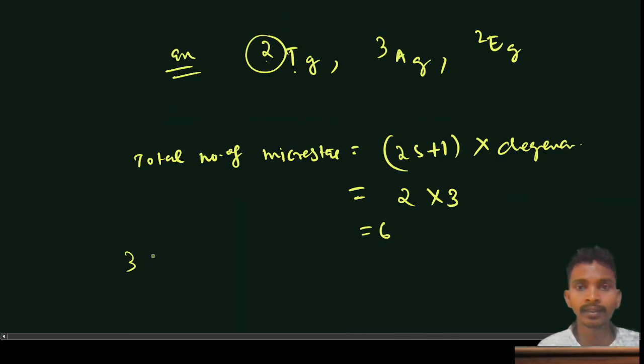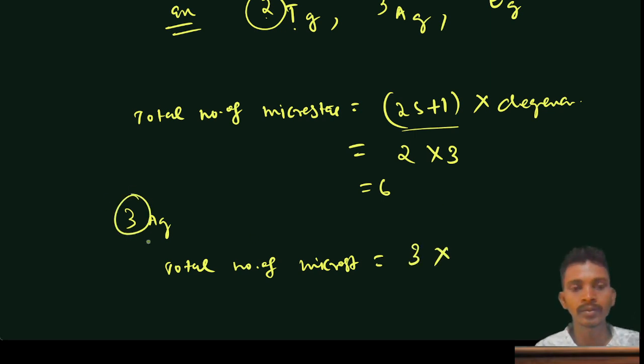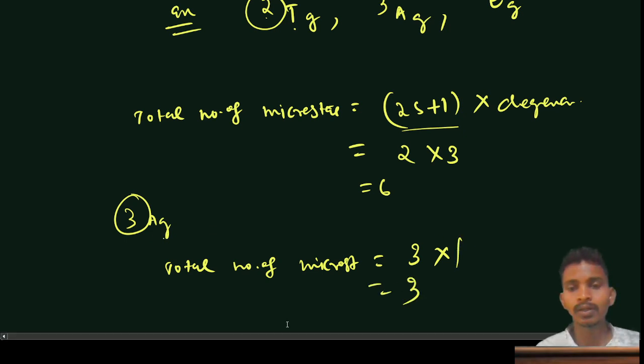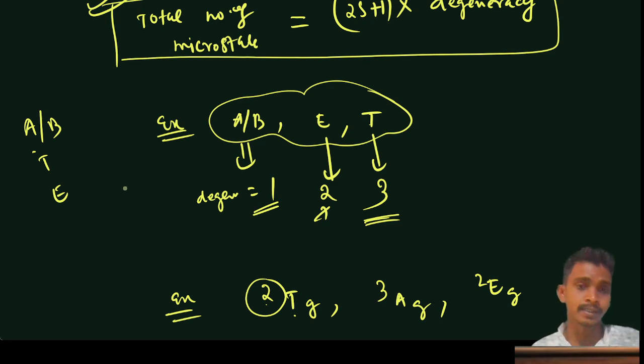Similarly, if you are given the 3A2g, then the total number of microstates: 2S plus 1 value is given 3, so 3 into degeneracy, for A is 1, so this value is 3. Okay, so likewise they may ask you in different cases. Sometimes they may give terms, sometimes term symbols, sometimes orbitals and electrons, or sometimes Mulliken notations, and ask to calculate the total number of microstates. Then you can use this formula to calculate it.